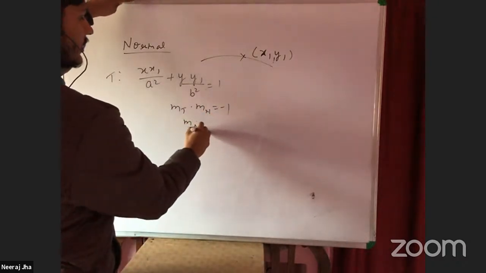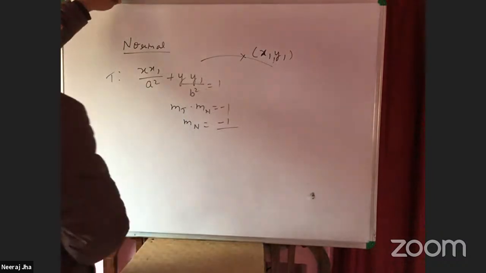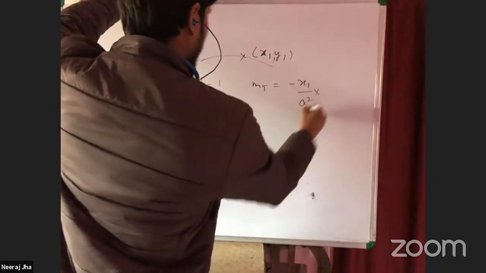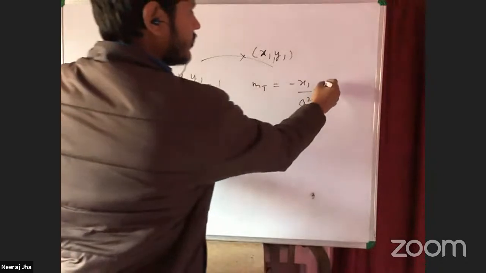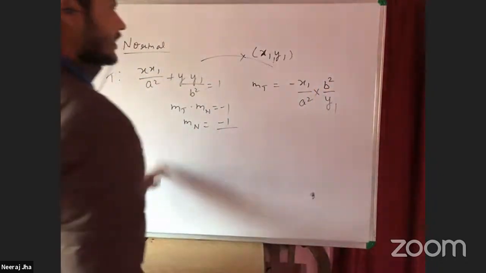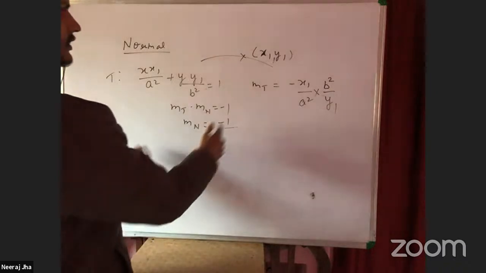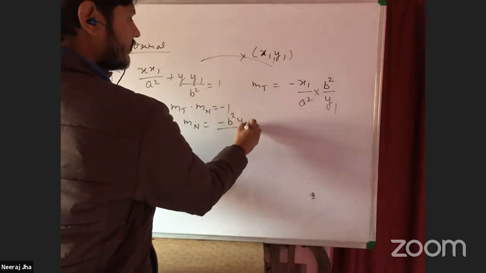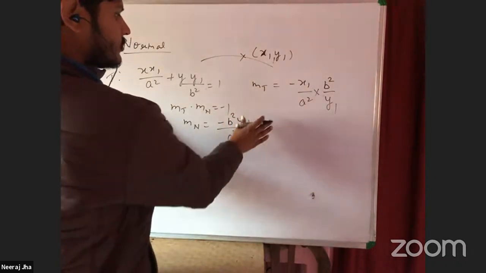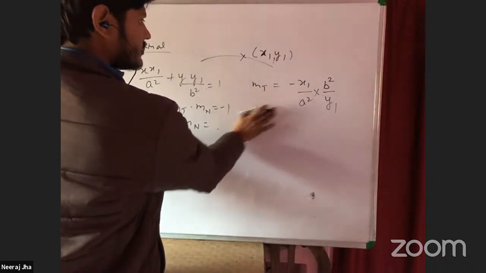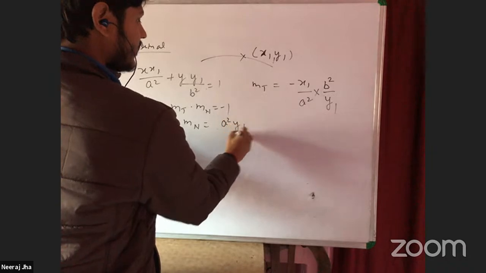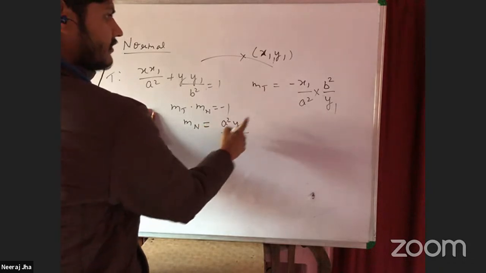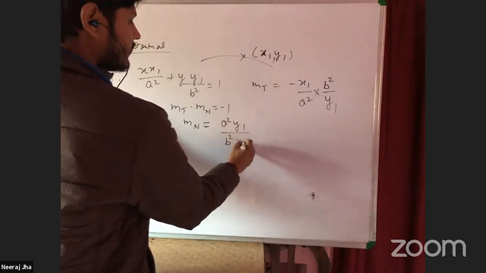What is the slope of the normal? That is equal to minus 1 upon slope of the tangent. What is the slope of the tangent? Please tell me. The slope is minus coefficient of x upon coefficient of y, that is minus b square upon a square into x1 upon y1. So the slope of the normal will be the reciprocal of this with the minus sign, that is a square into y1 upon b square into x1. This is the slope of the normal.